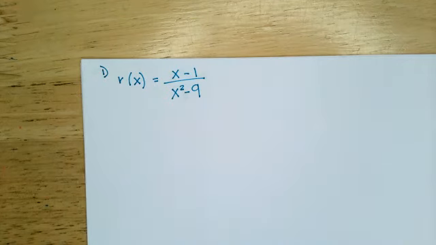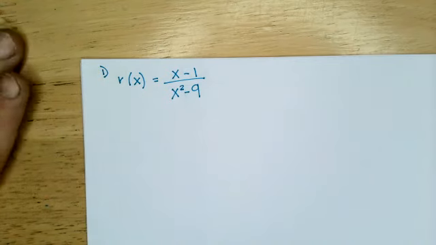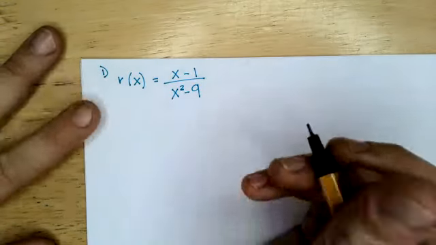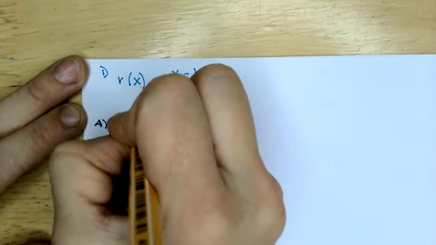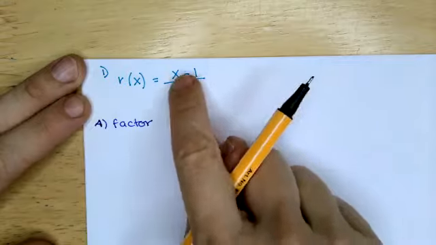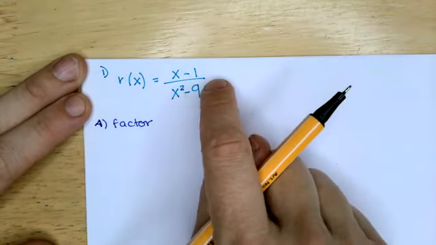Okay. The order we're going to do things is we're going to decide whether or not we can factor them, decide what is excluded from the domain, simplify it, and then find the vertical asymptotes and the multiplicity of the vertical asymptotes, but I should slow down. So let's factor this if we can, okay? We have x minus 1. I don't think that's factorable, right?